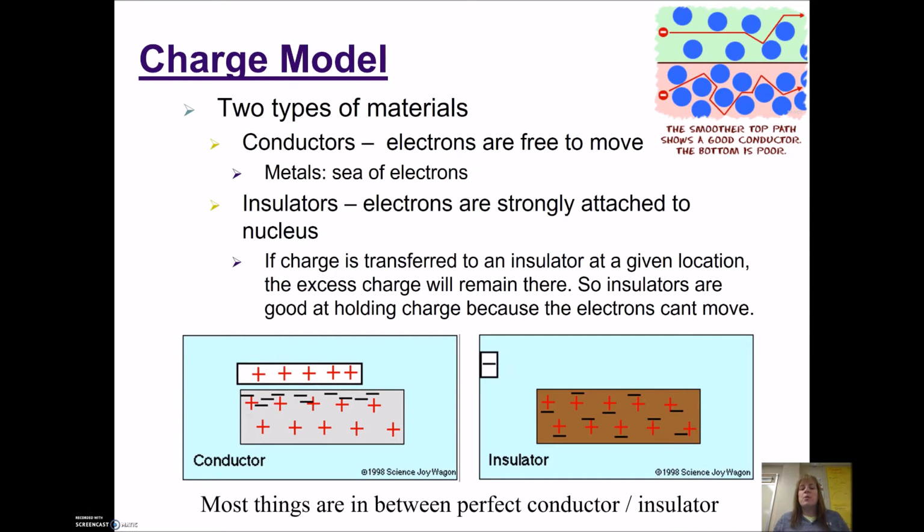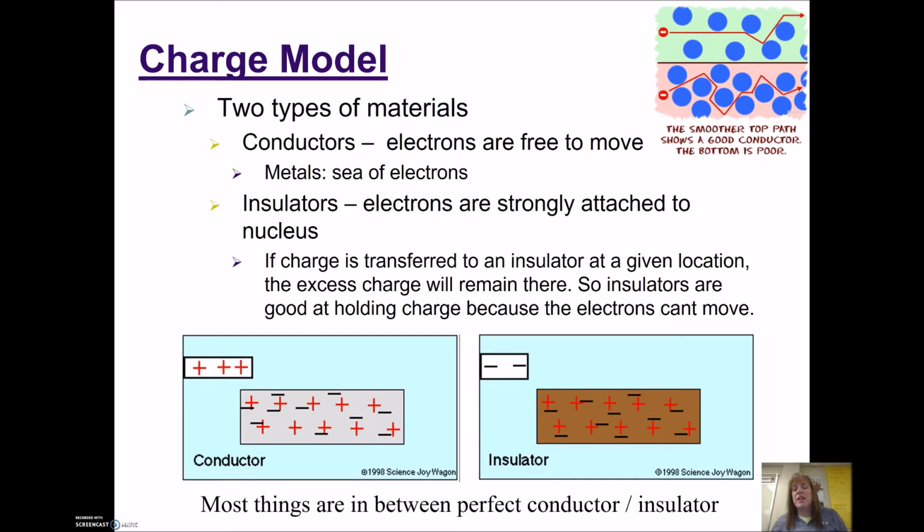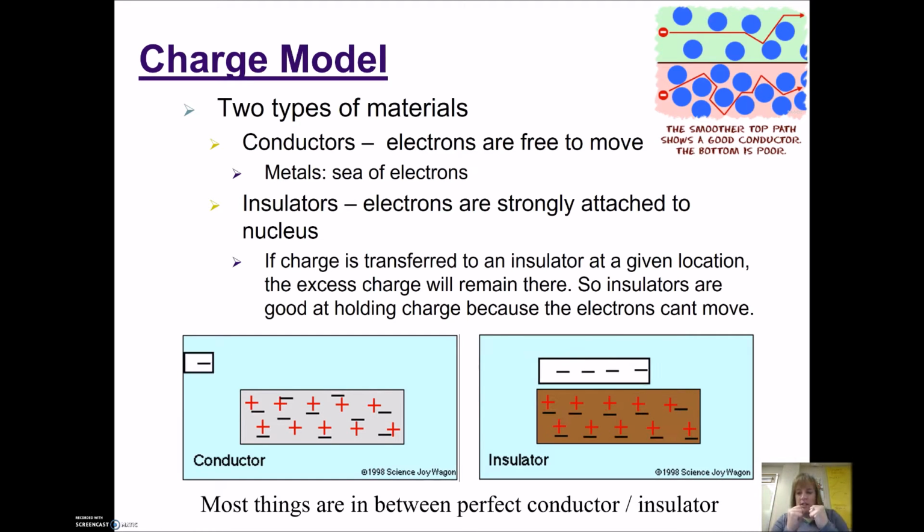Now, most things are somewhere in between a perfect conductor, where I have free roaming of electrons, and an insulator where they're totally stuck.